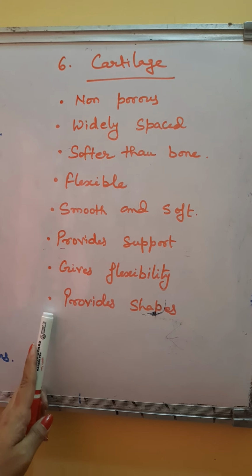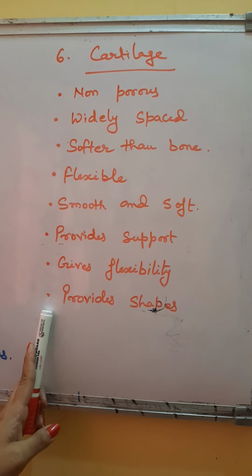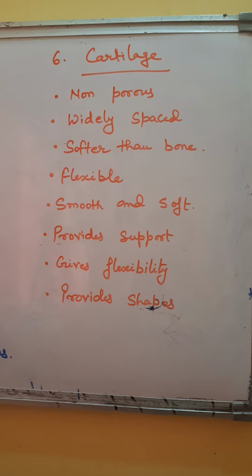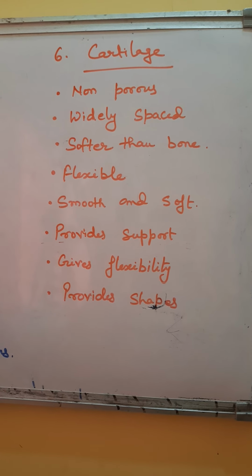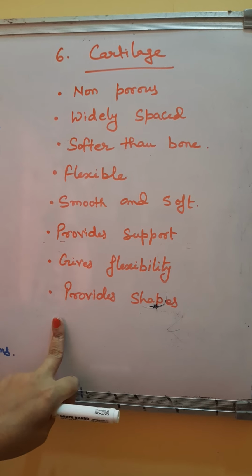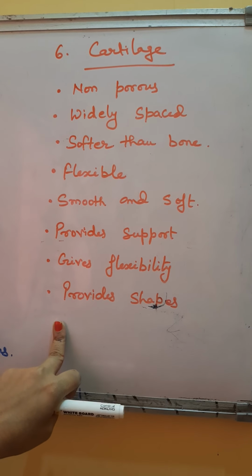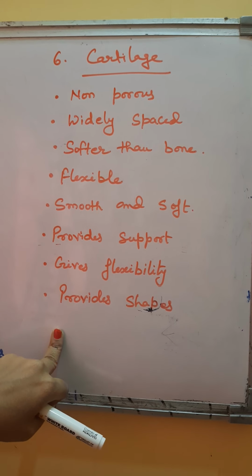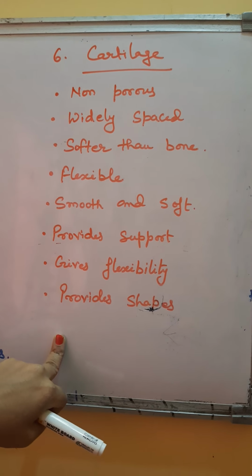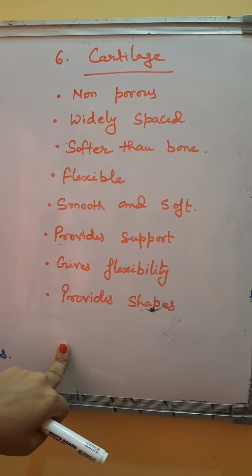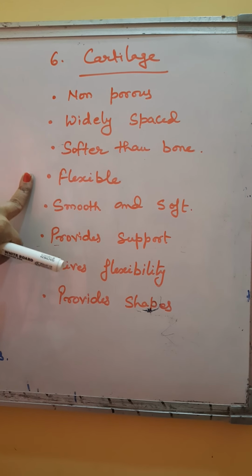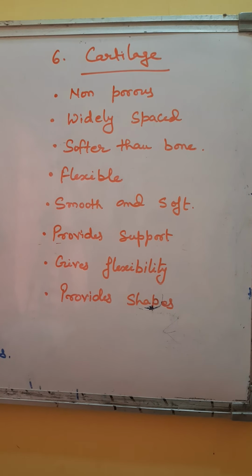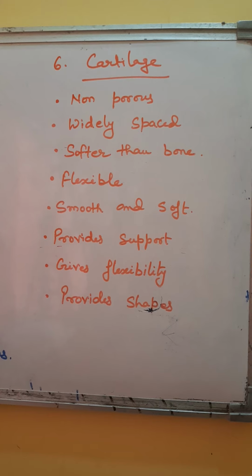It provides shape and is present at the places where partition is required. Being flexible and soft, it allows a little movement. Cartilages are present at places like the nose tip, in between the ribs and between vertebrae. So it is the connective tissue which is smooth, soft and provides flexibility to different body parts.